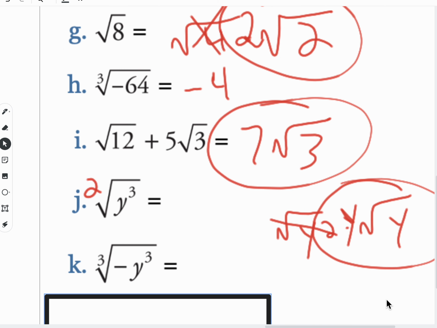The cubed root of negative y cubed. Again, this is very similar to the cubed root of negative 64. As in, we have the odd numbers multiplying one another to get to a negative number. So we know it's going to be negative, and we know it's y, so this will be negative y. Negative y times negative y times negative y is negative y cubed. Therefore, the cubed root of negative y cubed will be negative y.